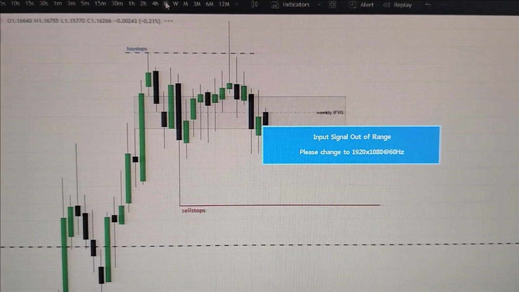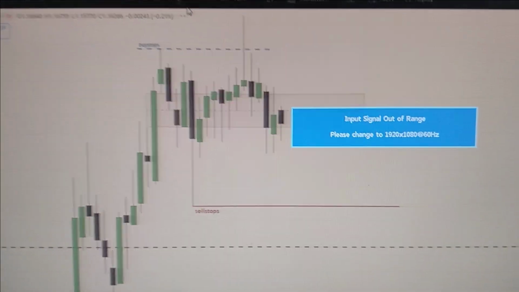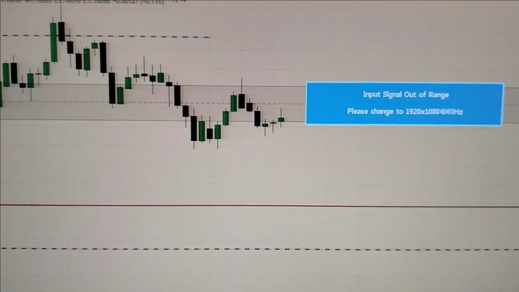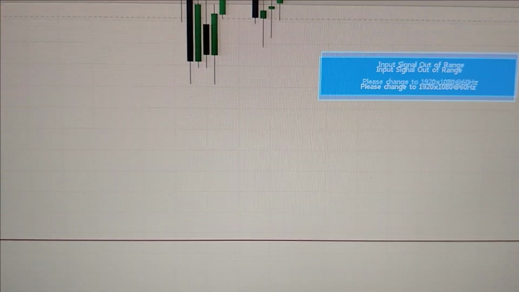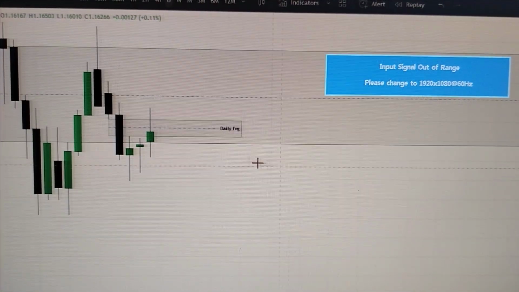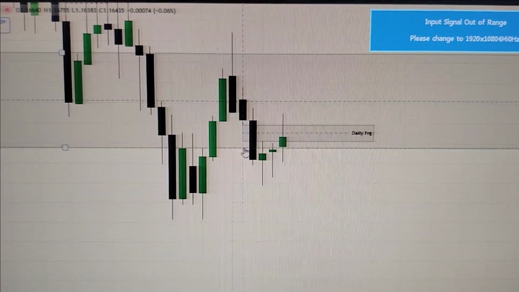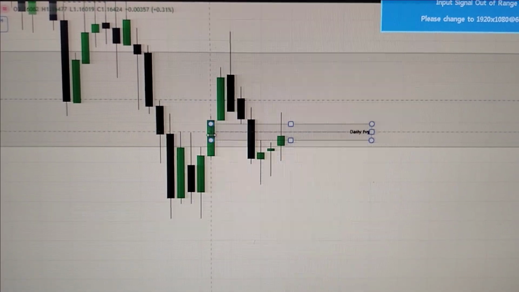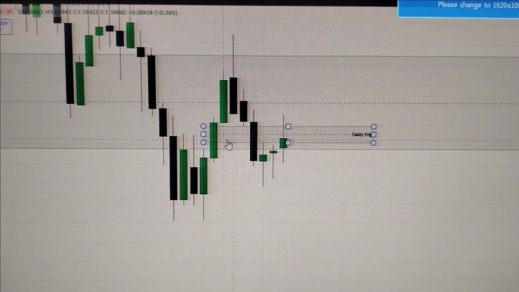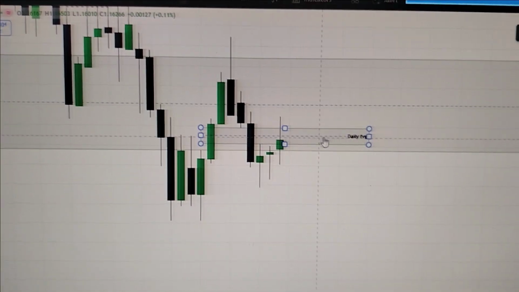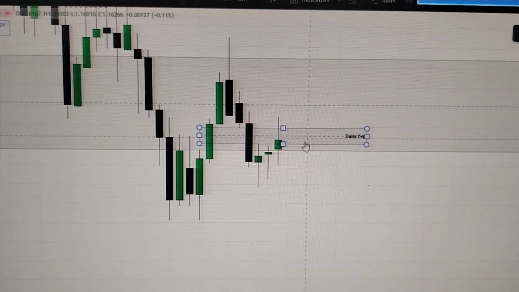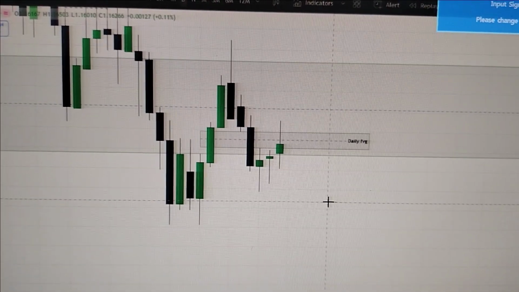So when we go to a smaller time frame, you can see a fair value gap was created in the daily time frame. This is a fair value gap which has been created in the lower time frame, the daily. You can see this one, a BPR, a balanced price range, has been created here, plus a fair value gap which has been respected.